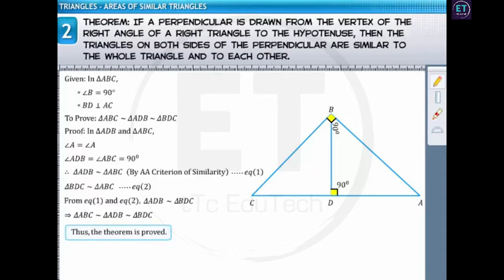Thus, we've proved the theorem, which states that if a perpendicular is drawn from the vertex of the right angle of a right triangle to the hypotenuse, then the triangles on both sides of the perpendicular are similar to the whole triangle and to each other. Next, we'll apply this theorem to prove another theorem, the Pythagoras theorem.